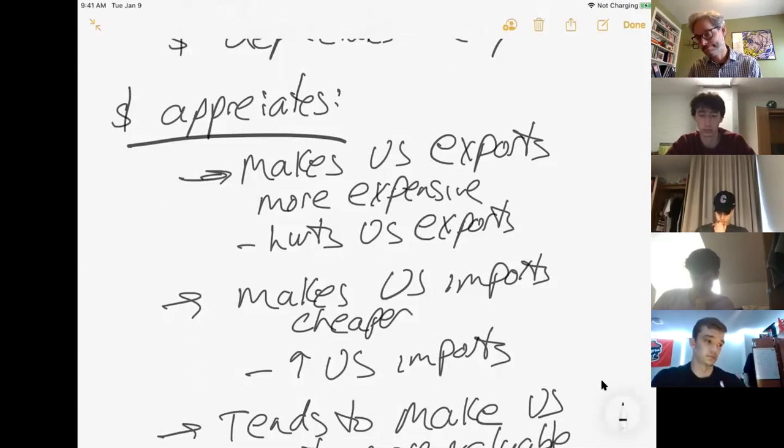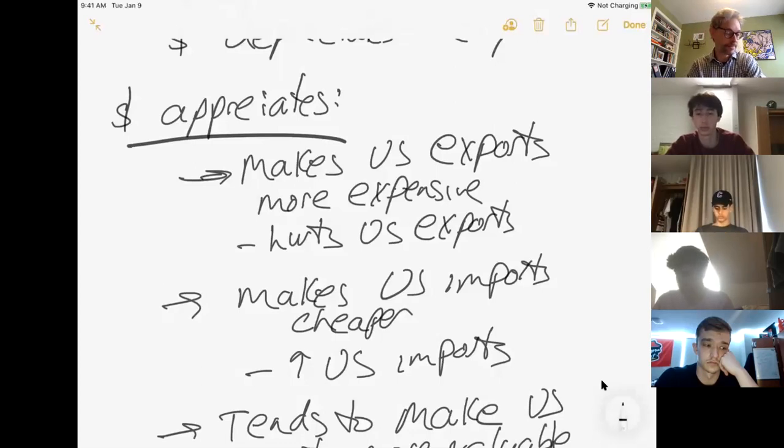And so, just be wary, right? If you hear somebody talking about a strong dollar or a weak dollar, oftentimes they're just using buzzwords without really understanding everything that goes into this.